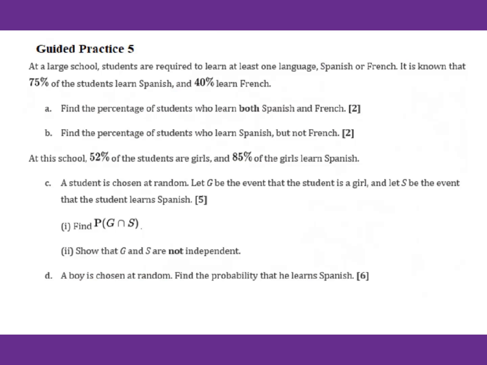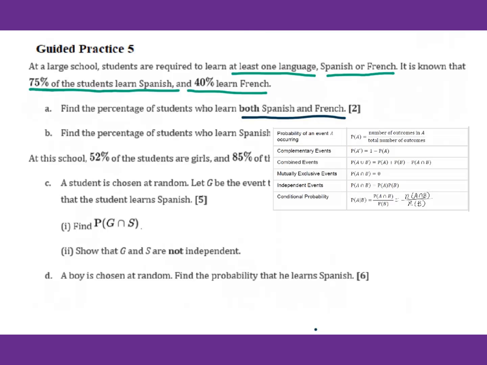At a large school, students are required to learn at least one language, Spanish or French. It's known that 75% of the students learn Spanish and 40% learn French. A. Find the percentage of students who learn both Spanish and French. We got to use the addition law to do this problem, which is this formula.